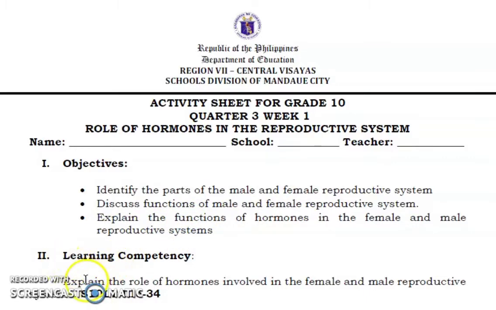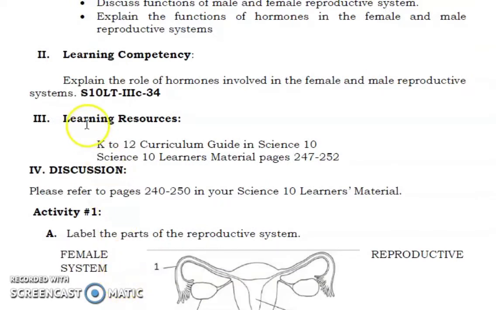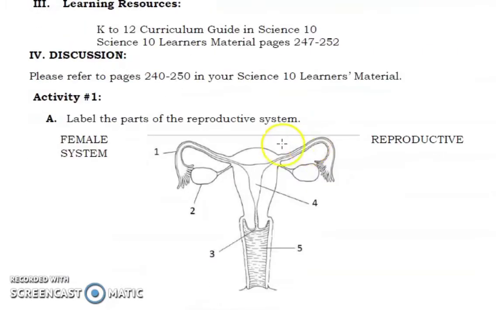For our learning competency, we will explain the role of hormones involved in the female and male reproductive systems. What are our learning resources? We have the K-12 Curriculum Guide in Science 10 and our book. It is on pages 247 to 252. Right. Discussion, please refer to 240 to 250 sa inyong science book.